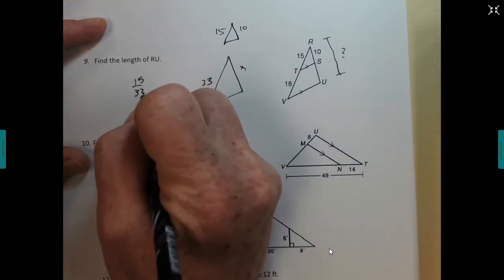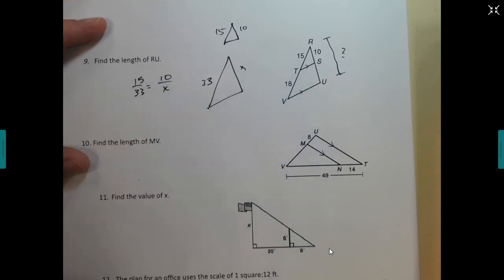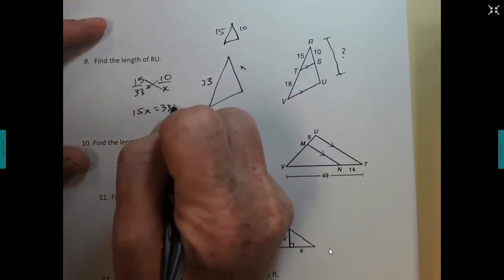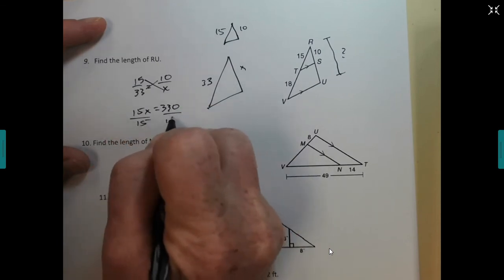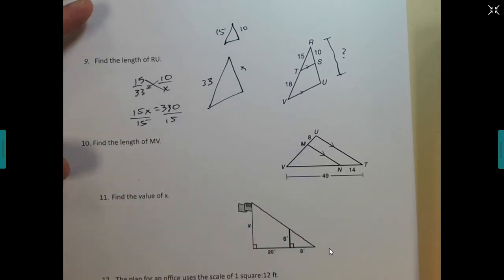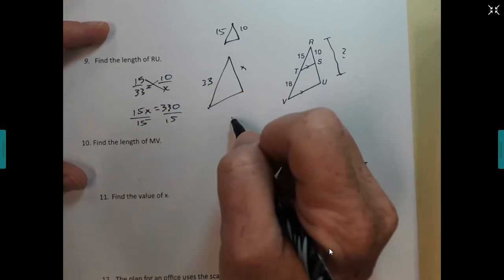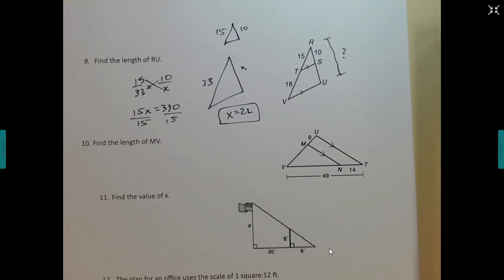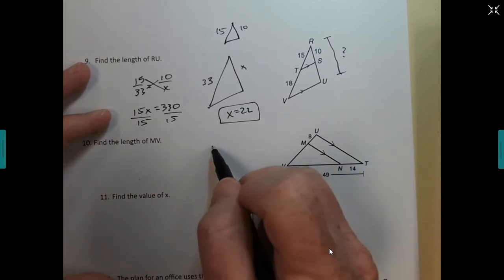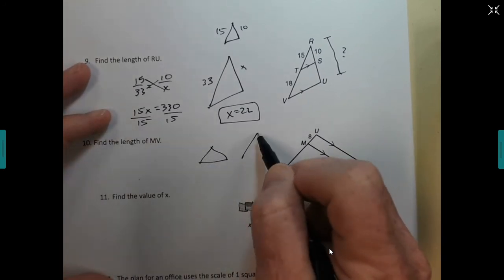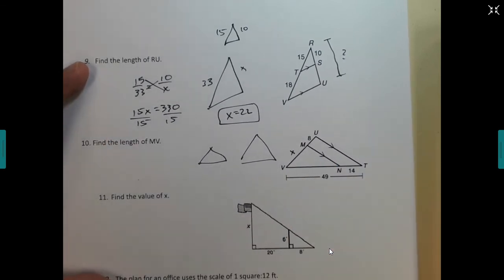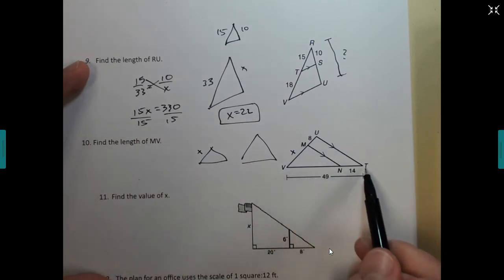15 matches up with 33. 10 matches up with X. Cross multiply. Quick solution. X is 22. I'm just telling you, split them up. Play again. Small triangle, big triangle. They want to find the length of MV. So small triangle, X is here. Ooh, that whole thing's 49.